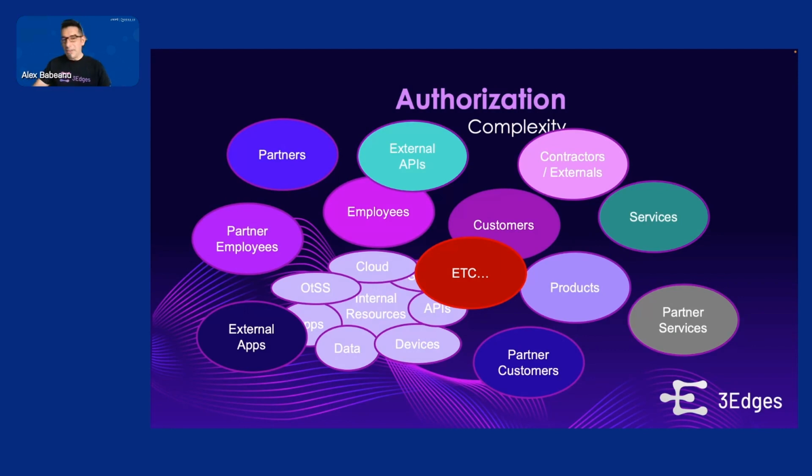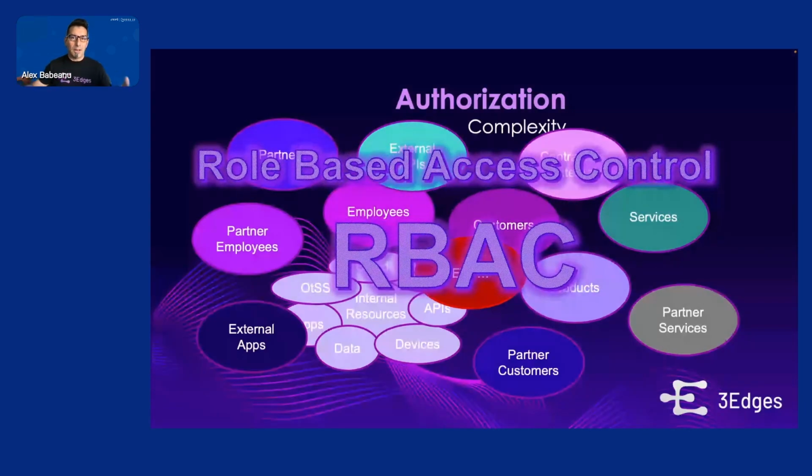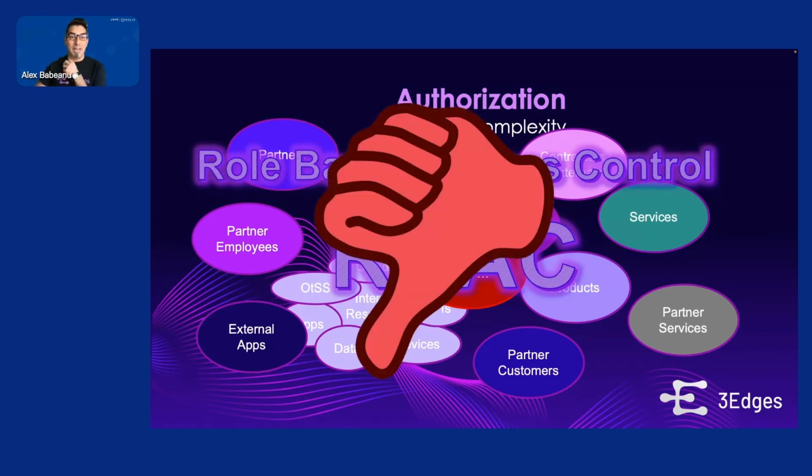So as an application developer, as a practitioner, what has been your main way to solve this complexity problem so far? Still very much in use in about 90% of organizations out there. Role-based access control, RBAC. You use roles to solve all these authorization problems. It's kind of like the one-solution-fits-all solution here. And I'm here to tell you that this is bad.